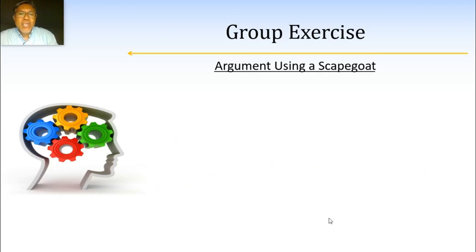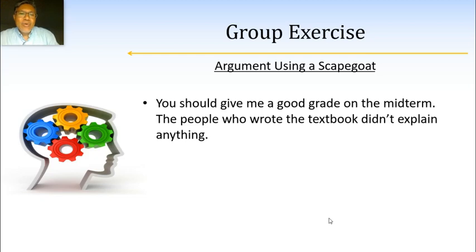Now remember, scapegoating is just another type of argument from outrage. So we're trying to get, again, our audience, in this case a teacher, to be outraged with us. But now we're trying to cause that outrage by referring to a certain group, right? A certain group of people that the teacher might also be outraged by. First example, again, from our real live students in class. You should give me a good grade on the midterm. The people who wrote the textbook didn't explain anything.